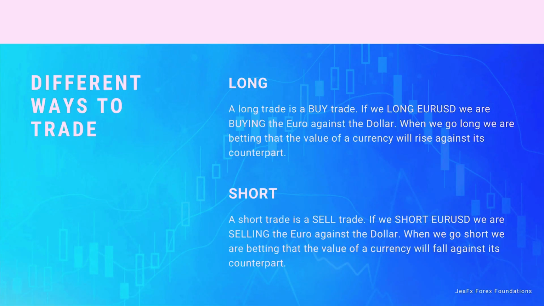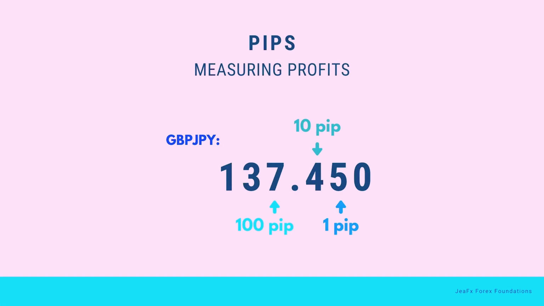So back to recap on the long and short methods of trading. We can trade both ways. We can profit from price increases and price decreases. When we're trading, we want to measure profits in pips, which means we need to keep up to date with how to actually read these pips.